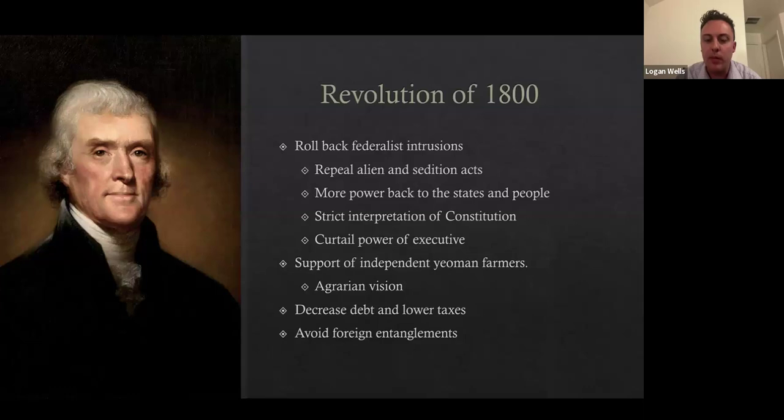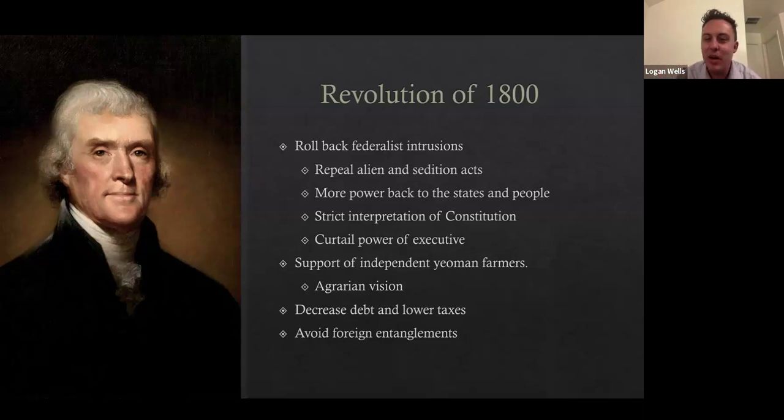His support was more for independent yeoman farmers, right? This idea of an agrarian vision, that the nation's virtue lay in the soil, in the land, in independent farmers. He wanted to move away from industrialization and urbanization, because at this time many Democratic Republicans viewed cities as seedbeds of vice and malice and envy and all things sinful and evil, right? And that industrialization would destroy the fabric of community and society, which in some ways it did.